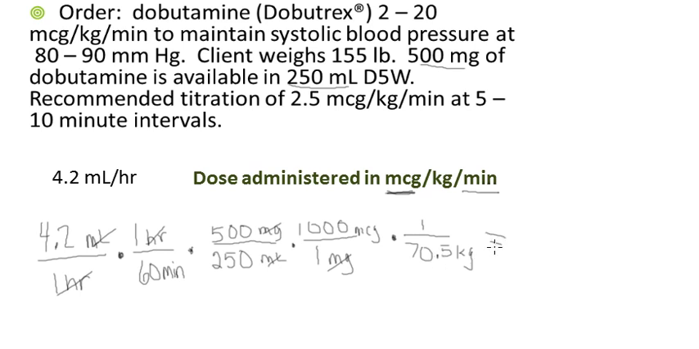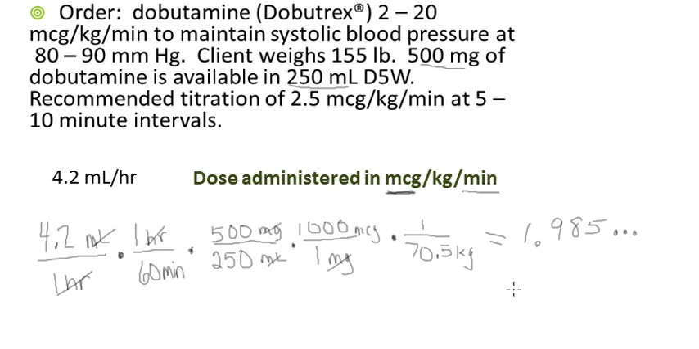Now it's time for us to do the math. So we take 4.2 times 1 times 50 times 1,000. We can multiply by 1, but we really don't have to. Then we start dividing, so we divide that answer by 60, divide by 250, and divide by 70.5. And when I do that on my calculator, I get 1.985, and the decimal continues.